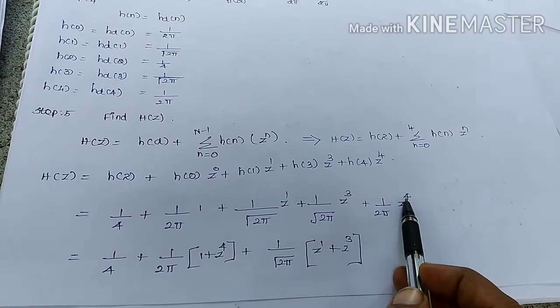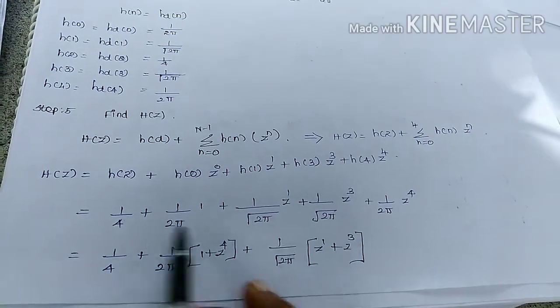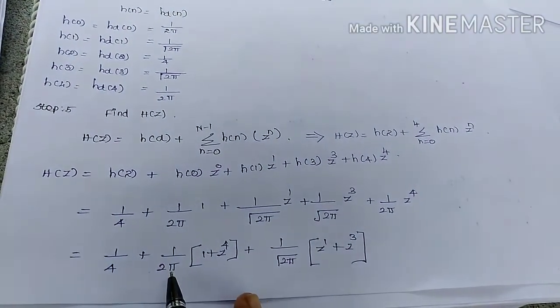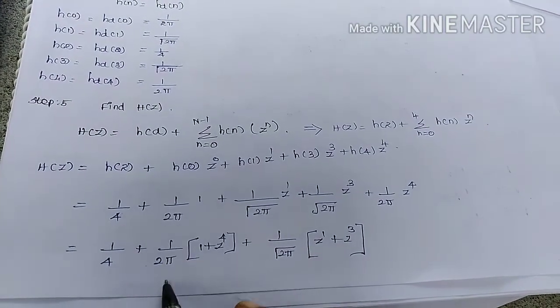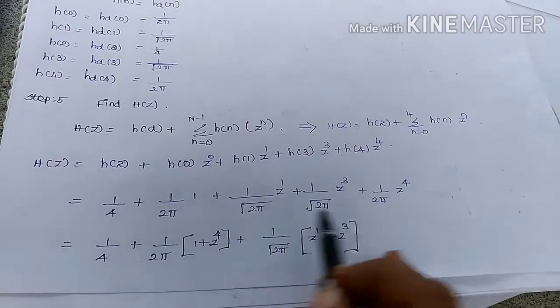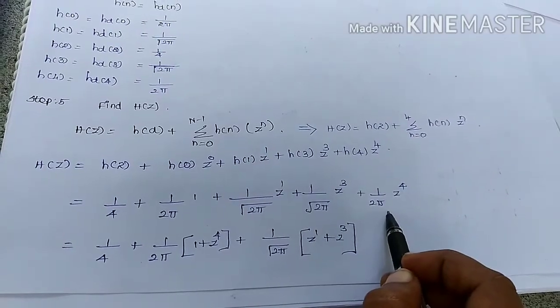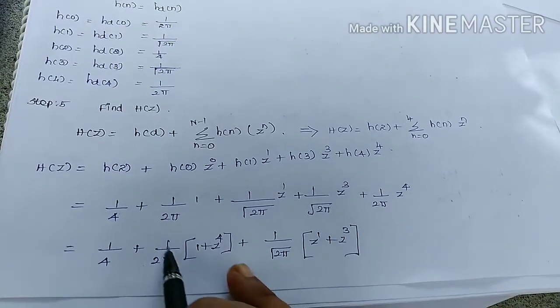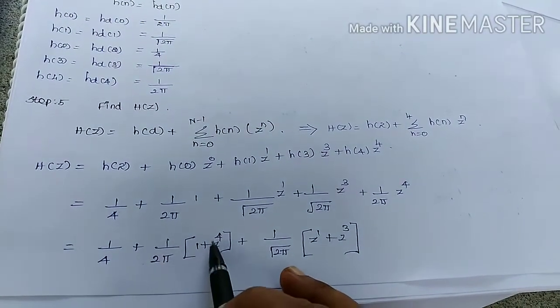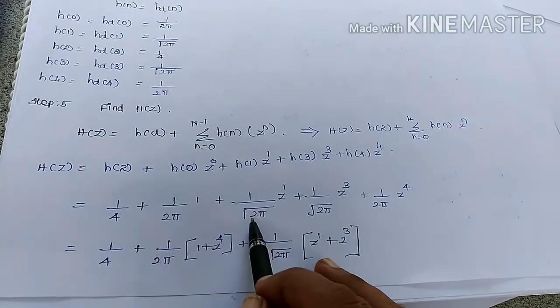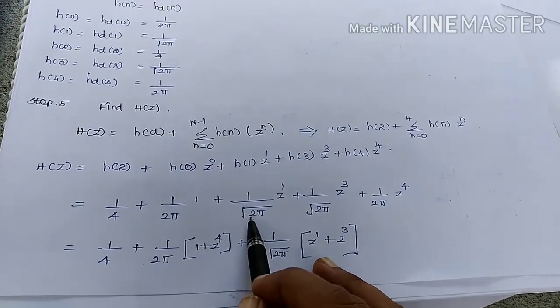So finally, with similar steps, I take the constant term outside. I will get 1 by 2 pi, here 1 by 2 pi, here also 1 by 2 pi. So I take 1 by 2 pi outside. So I will get 1 by 2 pi into 1 plus z power 4. Similarly, here 1 by root of 2 pi is common for this term and this term.